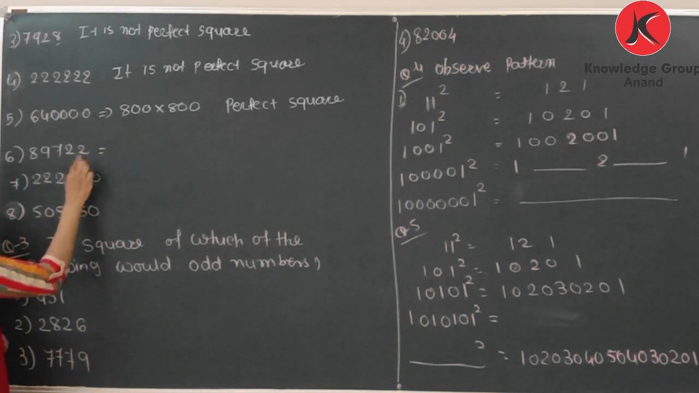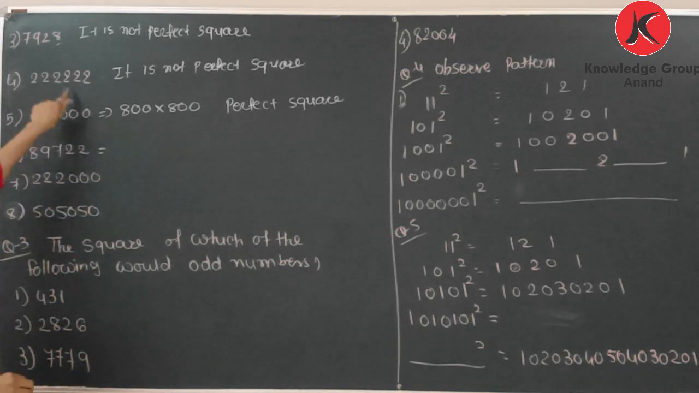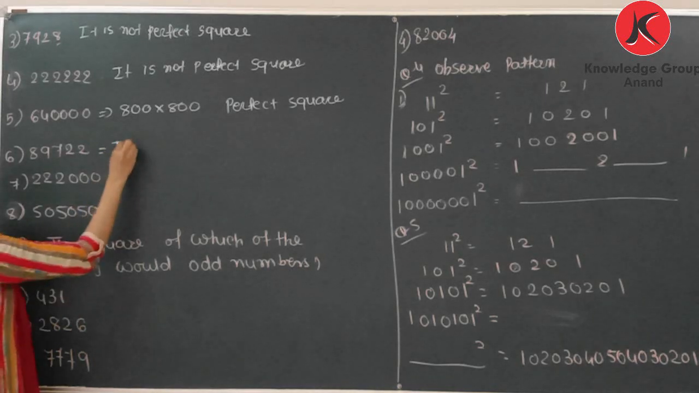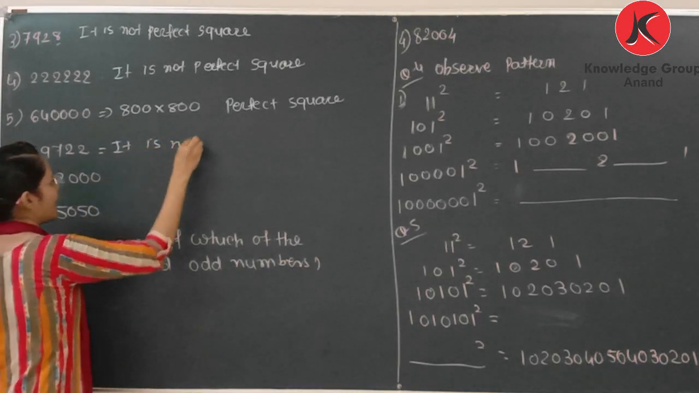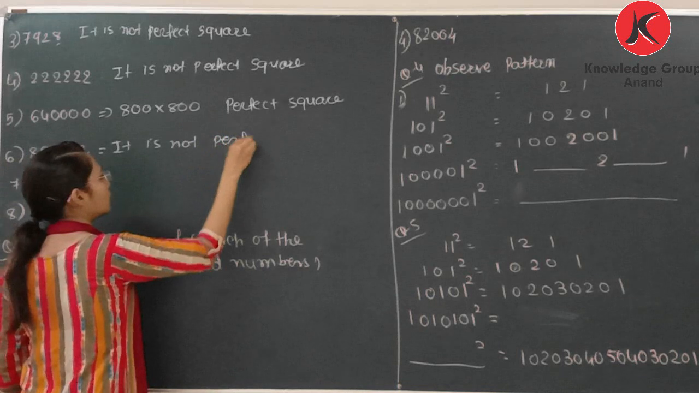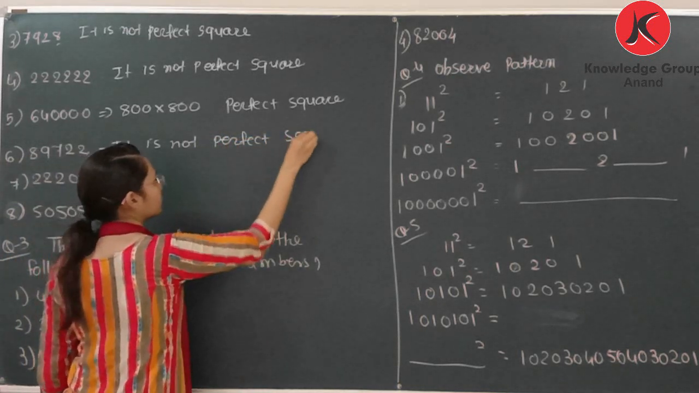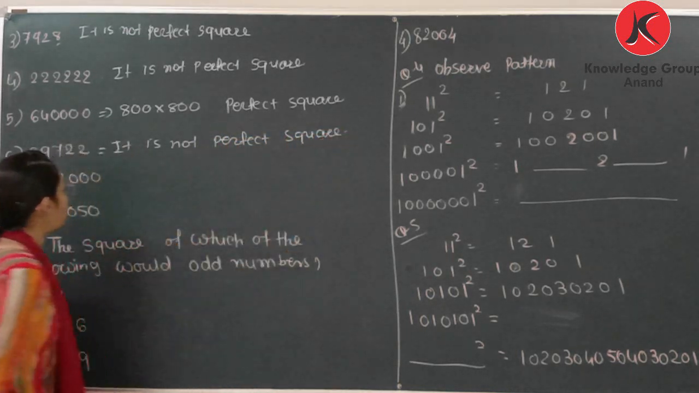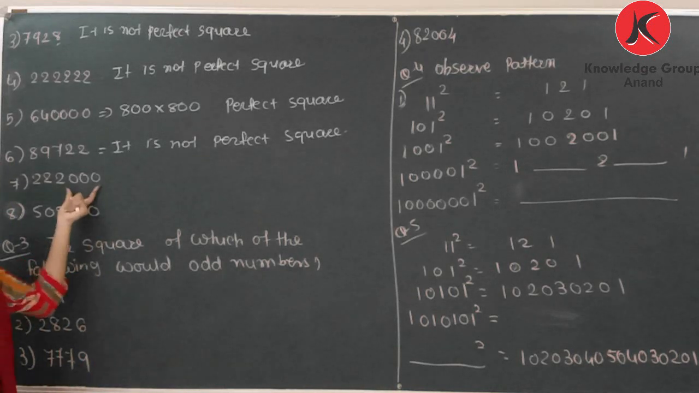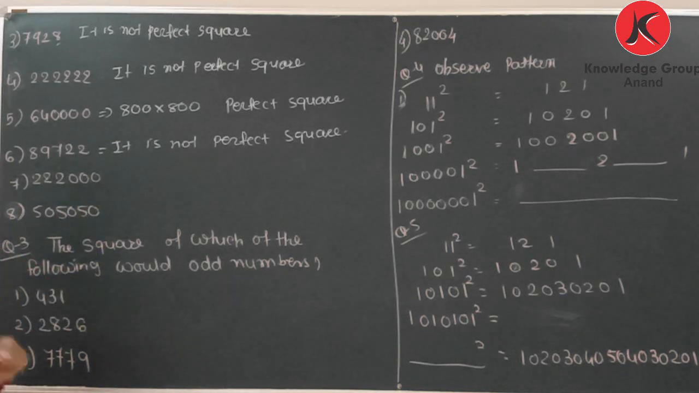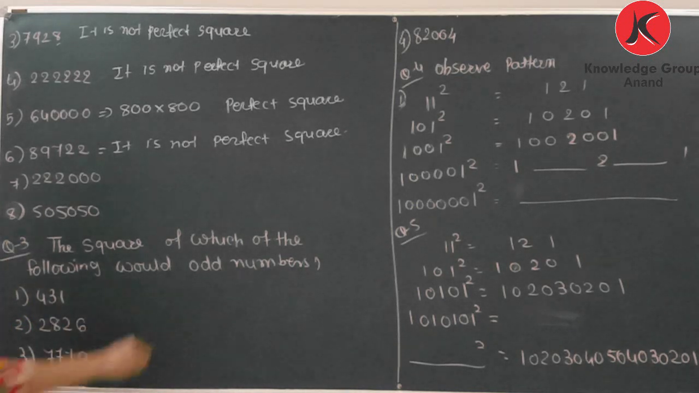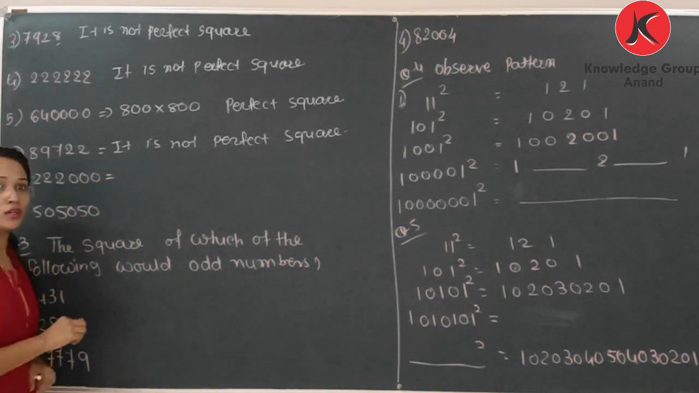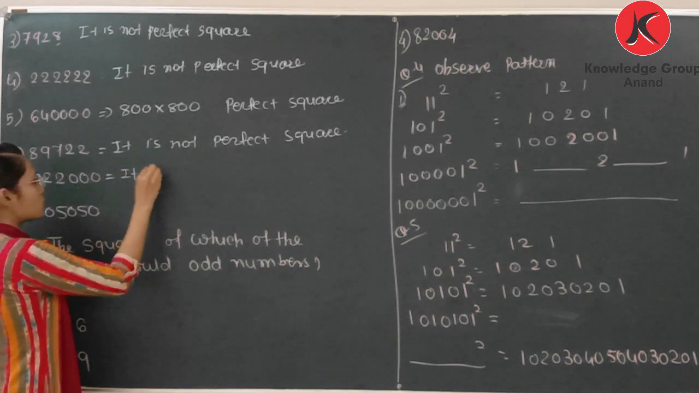Now next one is 2. Again it is same as previous one. It is not a perfect square because last digit is 2. For next one, you can see here last digit is 0. But if there are 0s, then you need to count the number of 0s at the end. So here number of zeros is odd, so it is not a perfect square.